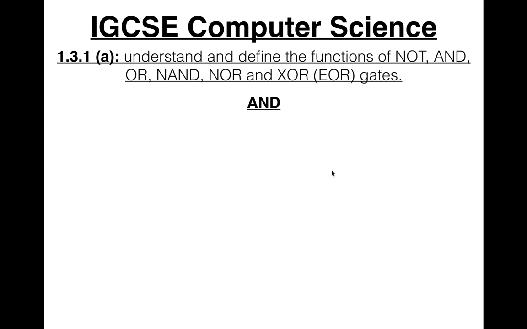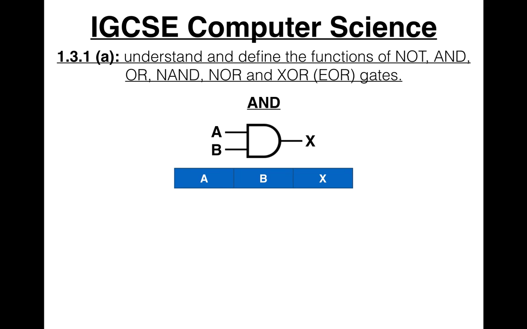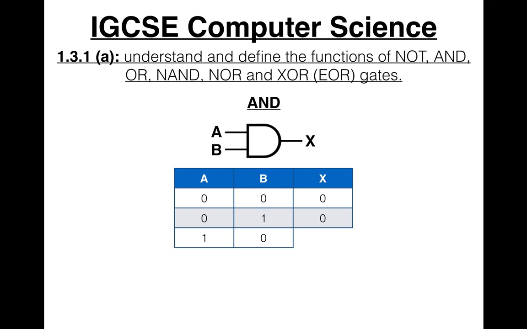So let's look at the AND gate. So the AND gate looks like this, and you'll notice that it takes 2 inputs instead of 1, like the NOT gate. Well, this behaves a bit differently. So we get inputs A and B and output X. So the truth table would look something like this. So if we give A 0 and B 0, the output would be 0. A 0 and B 1, the output would be 0. A 1 and B 0, the output would be 0. But A 1 and B 1, the output is 1.